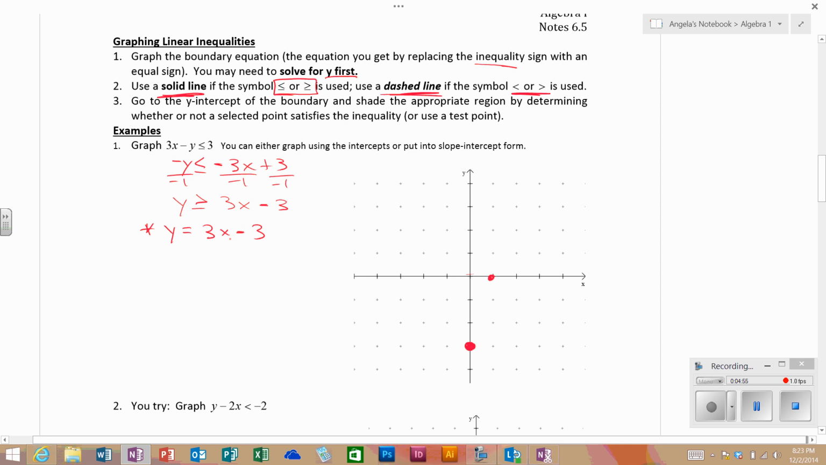Now, what type of line should we use? Well, it's got a greater than or equal to sign, so we're going to use a solid line to graph it. So I'm going to do a regular solid line.